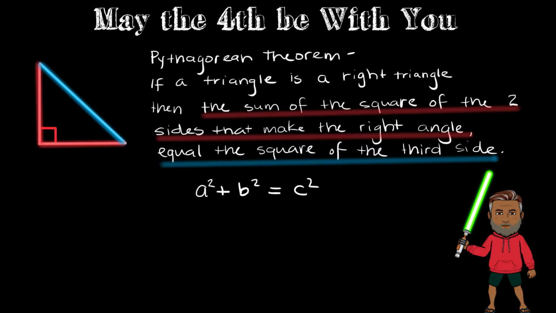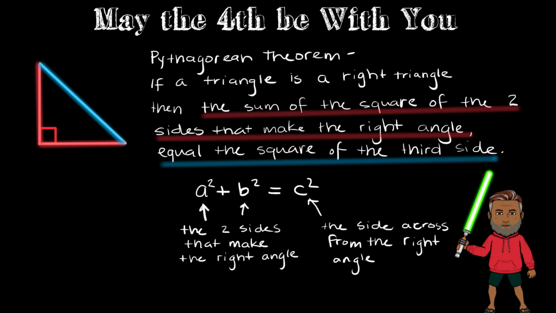Now, this is where the red and the blue are going to come into play. The red are the a squared and the b squared. So if you have the two sides that make the right angle, then you have your a and your b. All you've got to do is square those two things. And the blue side, the side that doesn't make the right angle, we call that the side opposite to it, or across from it. We're going to square that.